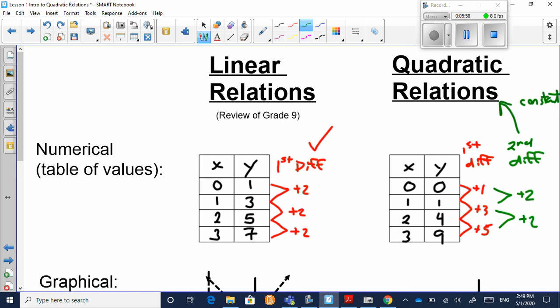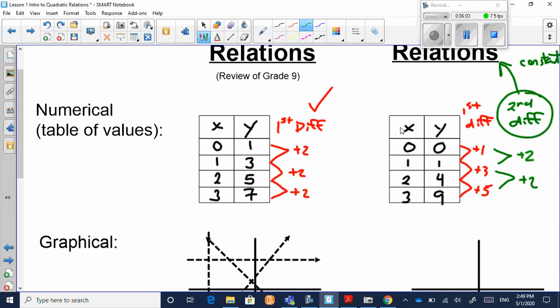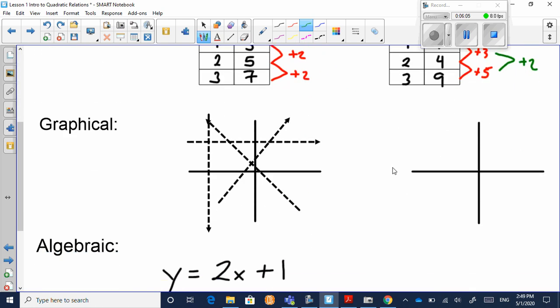Or sorry, constant, my apologies, constant second difference. And so that's going to be interesting. Okay, graphically, what quadratic relations look like is they look like these U's, and they go up like this, and so they go up on both sides of the y-axis. So there's a U.